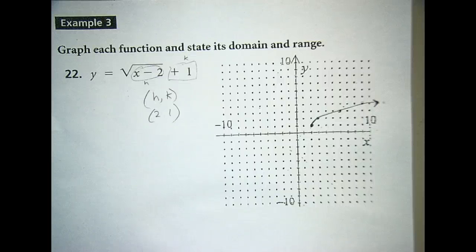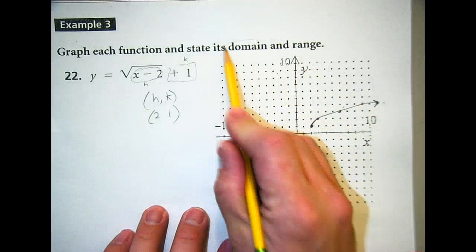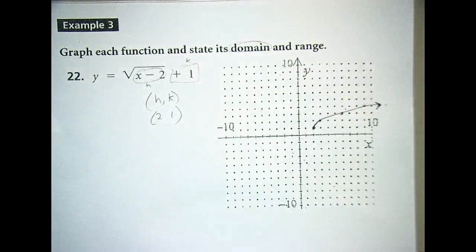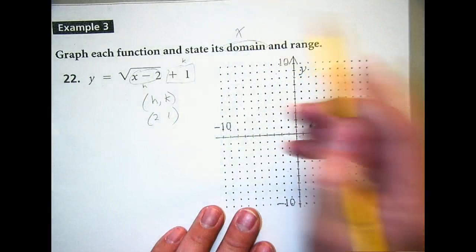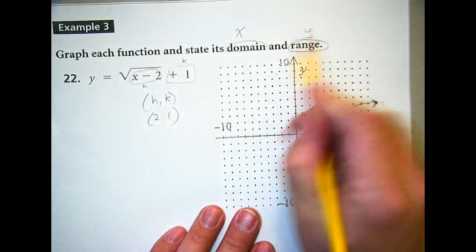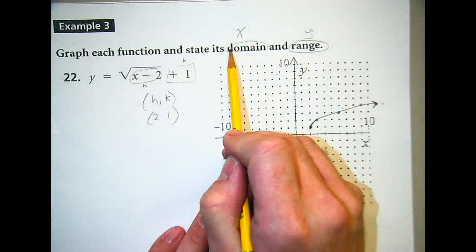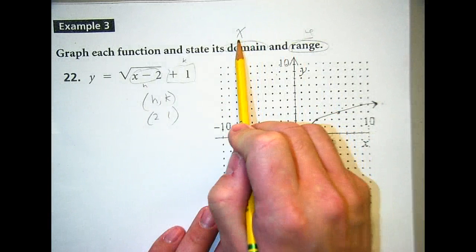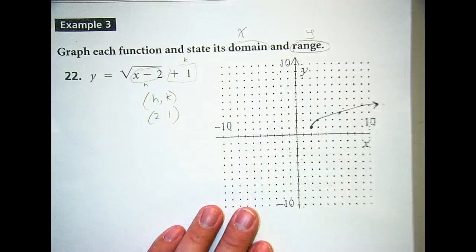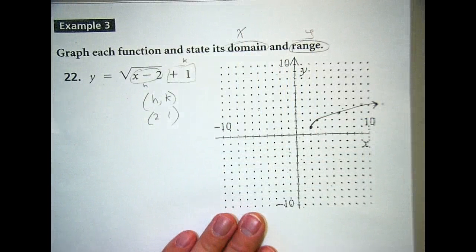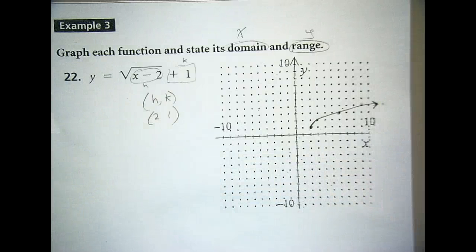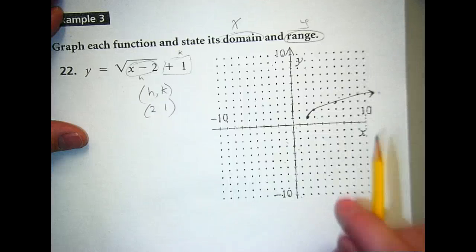Are we done? Oh, it says state its domain. What's domain mean? x. What's range? y. Notice domain is another name for x. Range is another name for y. Notice alphabetically D comes before R, just like x comes before y. Okay? And those of you here this summer, you did this. We talked about domain and range. Domain is where x starts.